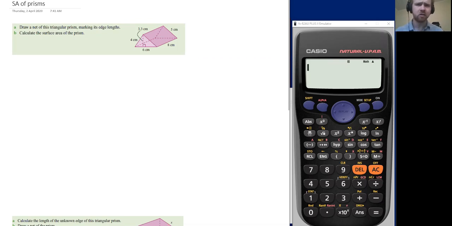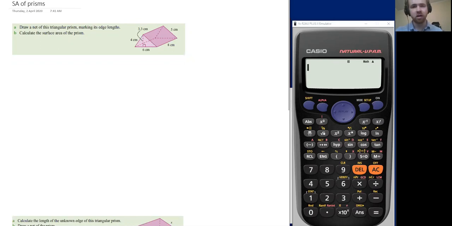What we need to do with these questions is we need to draw the net. Okay, so make it into a 2D shape. Work out what are the different kinds of shapes and what are their dimensions, and set that out, and then add in the substitution of what those dimensions are to find out what the area is.